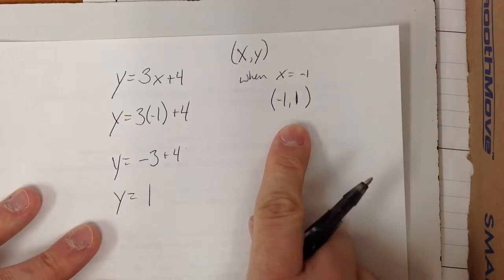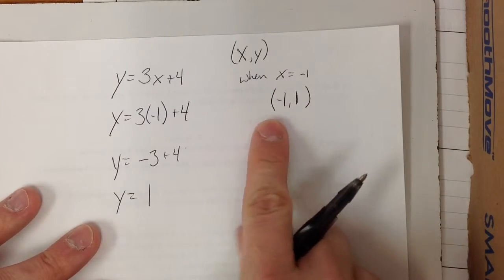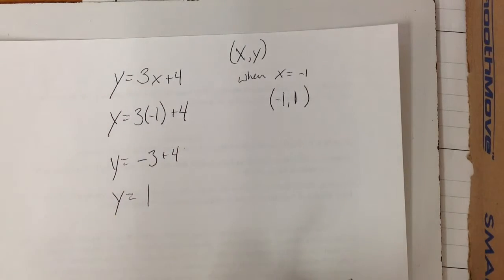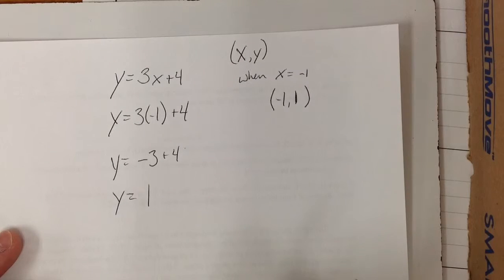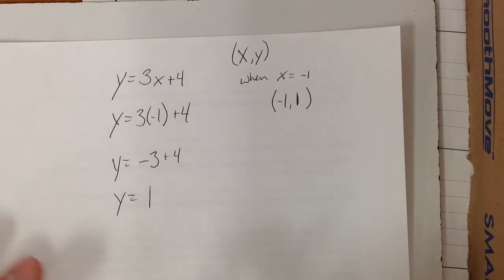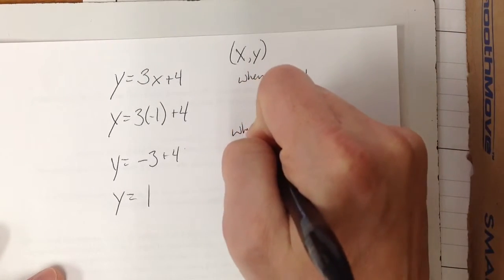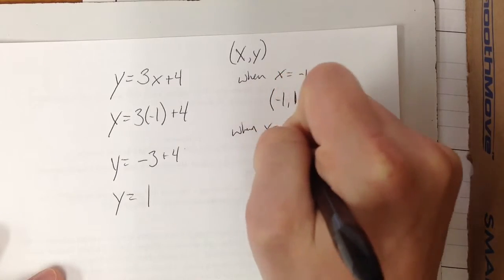So this is an ordered pair. This is a solution for this equation. Now, one other important thing is that because I have two variables, I'm working with x and y, there could be other solutions. There is not just one answer. There are many solutions.